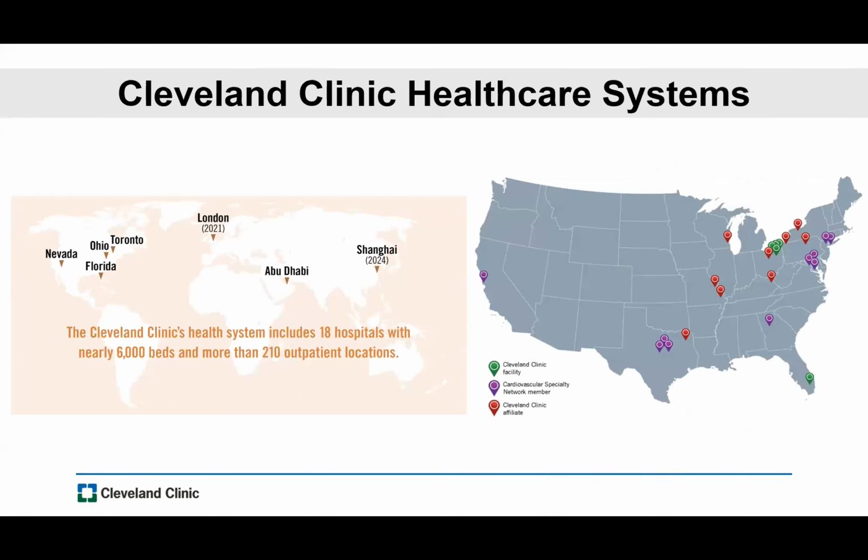Before my presentation, I'll give a very brief introduction to our Cleveland Clinic healthcare system. Cleveland Clinic is one of the largest international healthcare systems in the world. Our main campus is located in Cleveland, Ohio, but we also have hospitals in Florida and other states, and we have opened hospitals in other countries, including London, which just opened this year, Canada in the near future, and Shanghai, China as well.